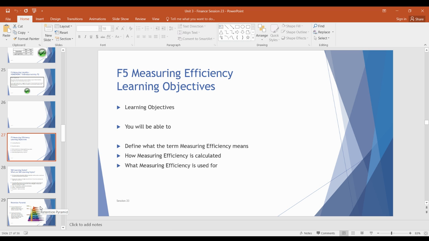So we are moving on nicely. We've got two sub-learning aims left, F5 and F6, and that will be all of your content complete.